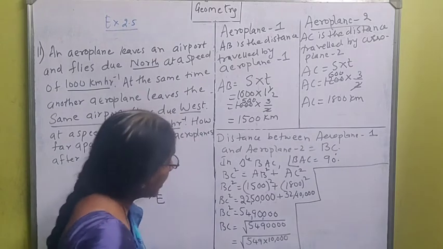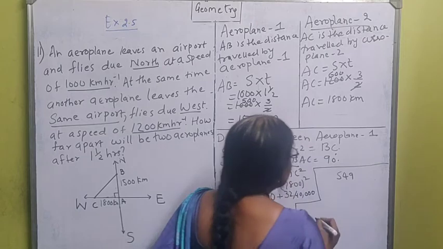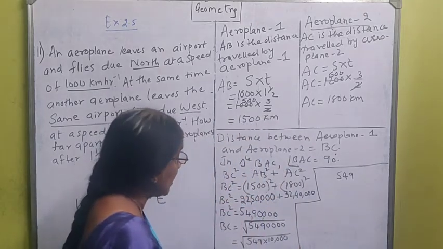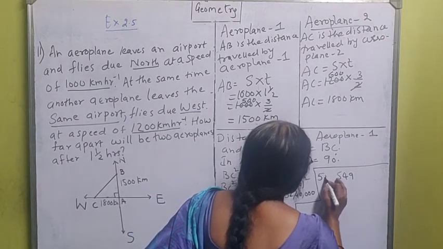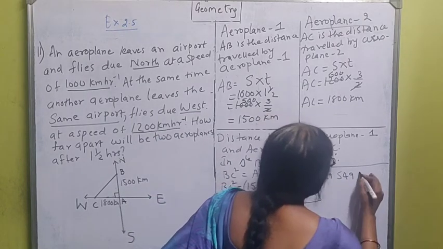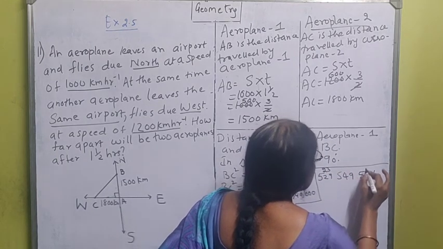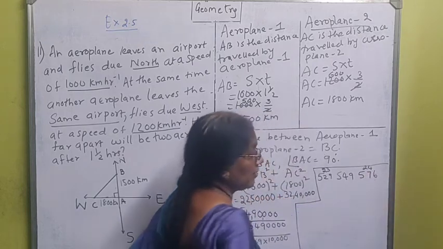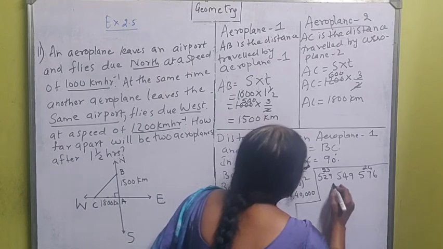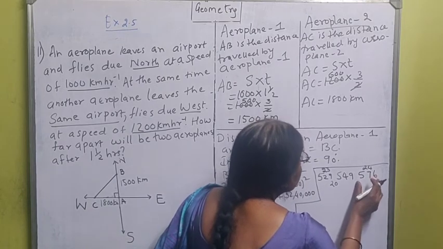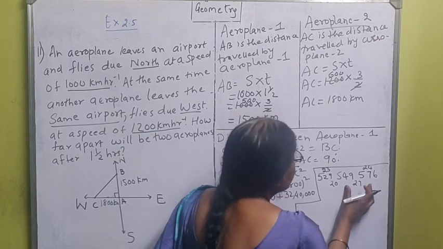549 is lying between 23 square and 24 square. What is 23 square? 529. What is 24 square? 576. So the difference between 549 and 529 is 20. The difference between 576 and 549 is 27. So this difference is more.